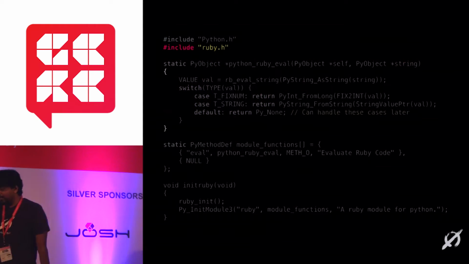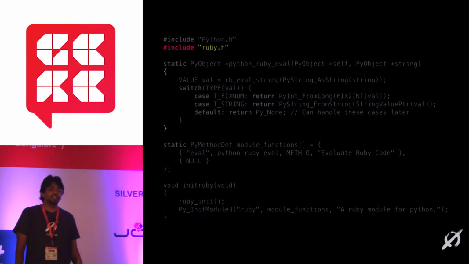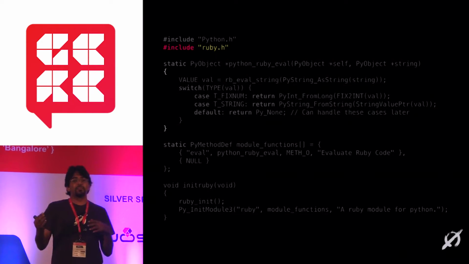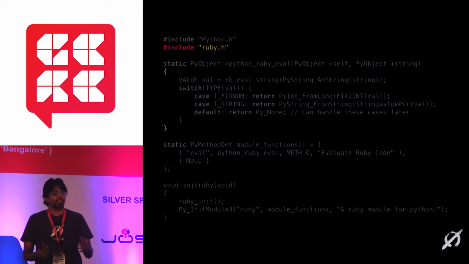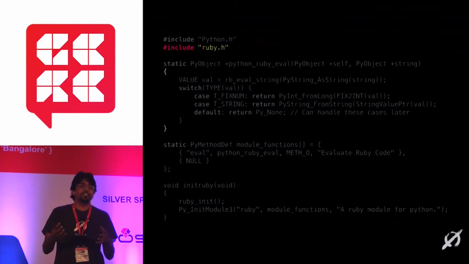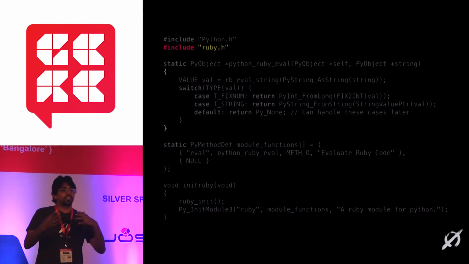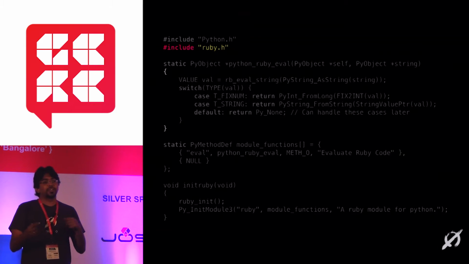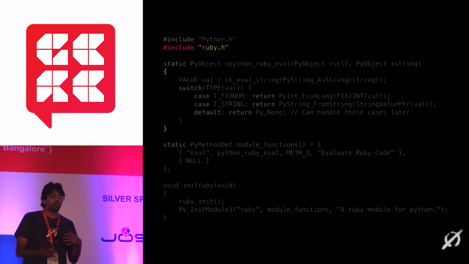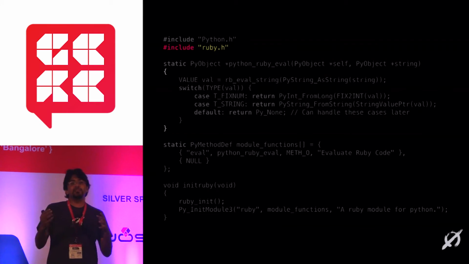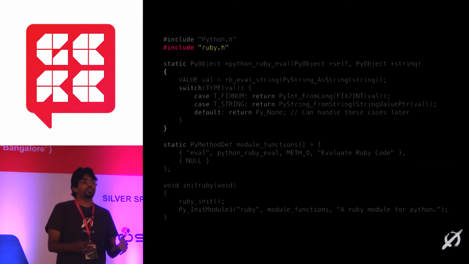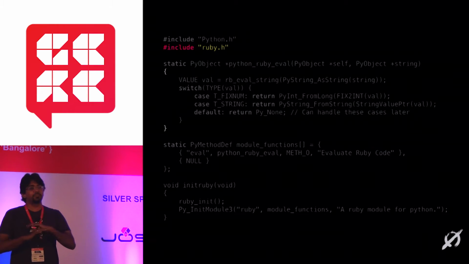I start off by including ruby.h. For most of you who are familiar with C and C++, .h files are header files. They basically have the definitions of the various constructs that your library exposes so that your compiler knows what definitions exist in the first place. So any Ruby extension that you write, you'll need to include ruby.h. And most of the time, this is completely sufficient.